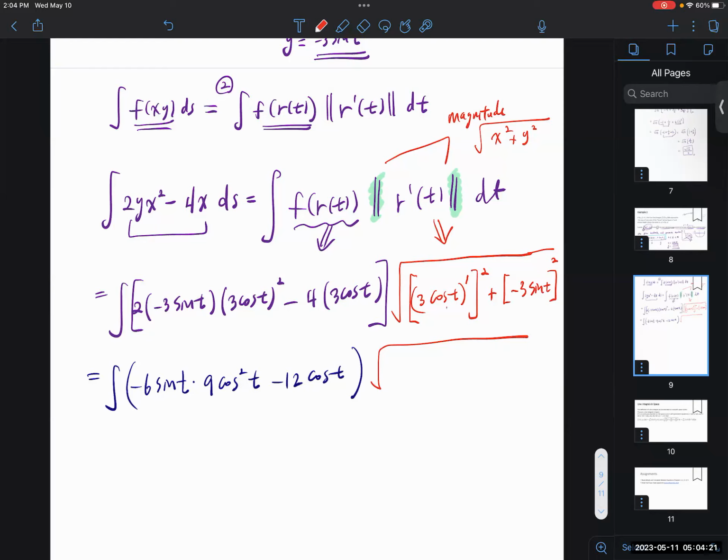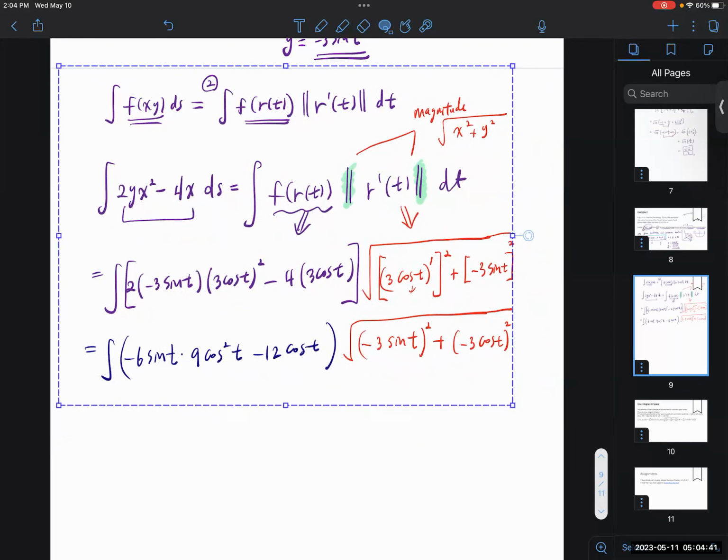Negative, this is going to be negative sine t, so negative 3 sine t to the second. And then sine t, when you take the derivative, is going to be positive cosine. So I'm going to keep negative 3 cosine t second power. All right, so far so good.